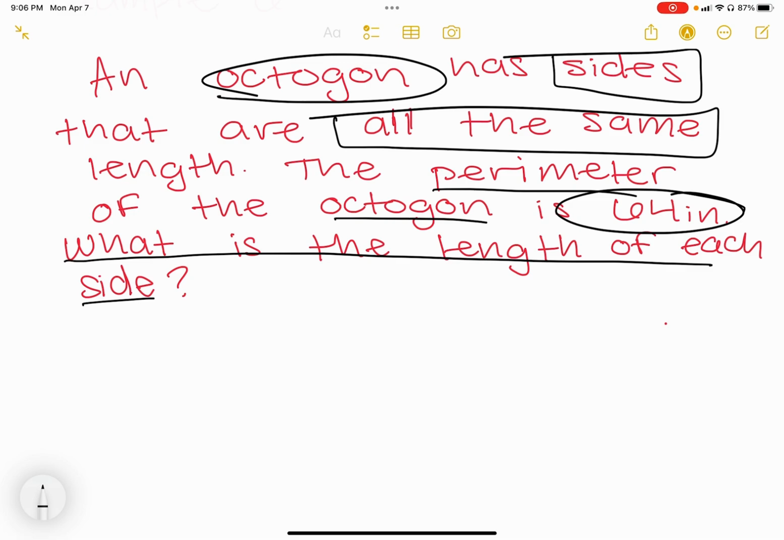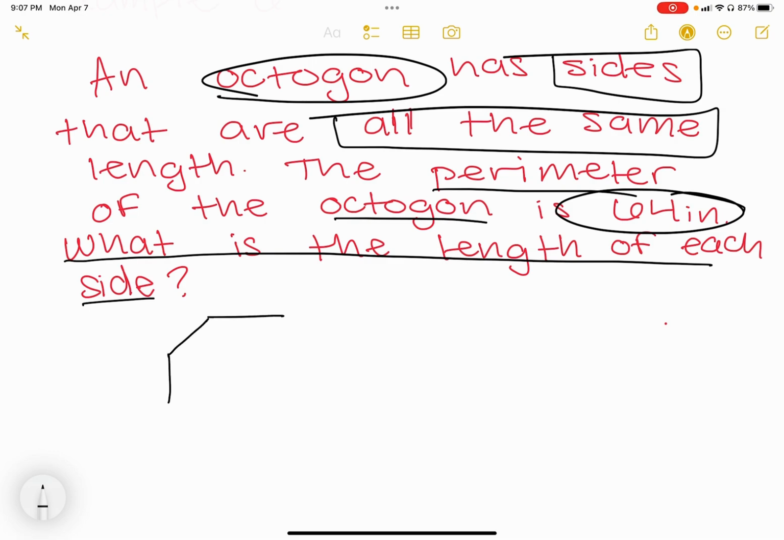So now that I've highlighted the information, I'm going to look at it again. An octagon has sides that are all the same length. The perimeter of the octagon is 64 inches. And the question is asking me, what is the length of each side? Now, I know a lot of the times I say, when in doubt, draw it out. That would be a great start to this problem. You could also think about what you know about octagons. How many sides does an octagon have? It has 8 sides.